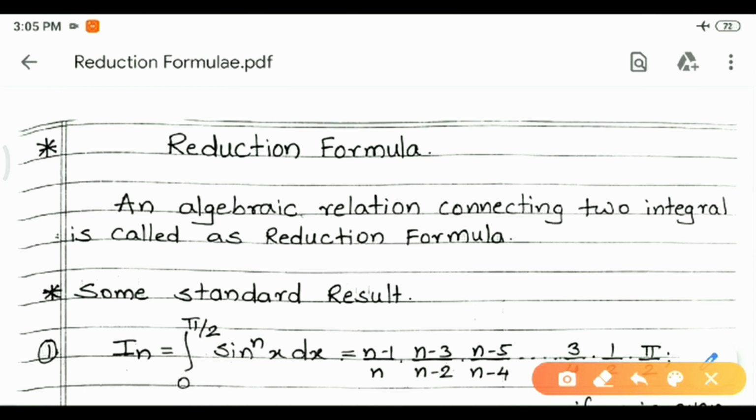Now, why do we need a reduction formula? For example, if you want to find the integration of sine x, it is very easy. If you want to find the integration of sine square x, what will you do? We can write it as (1 minus cos 2x) upon 2 and then solve that. But if you want to find the integration of sine cube x, it will be a bit difficult. If you want to find the integration of sine raised to 4, it will be more complicated. So as the power of sine goes on increasing, things become more difficult for us.